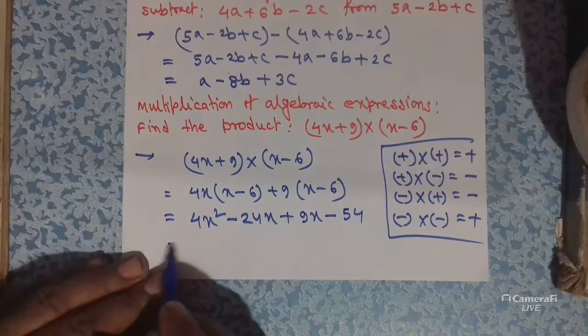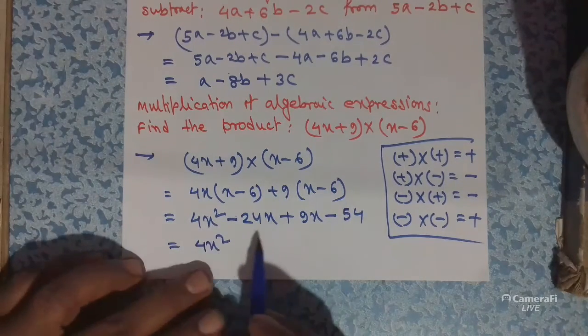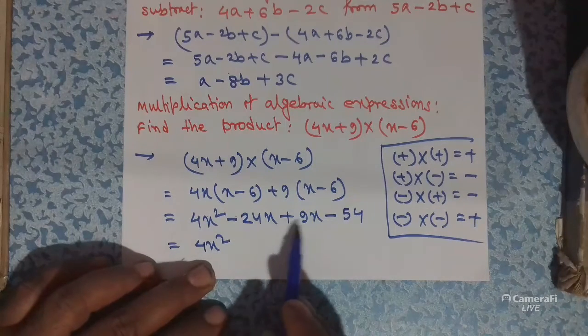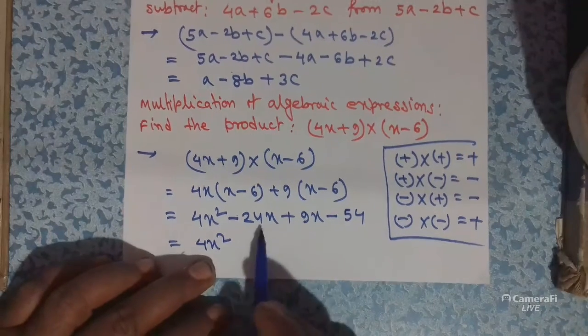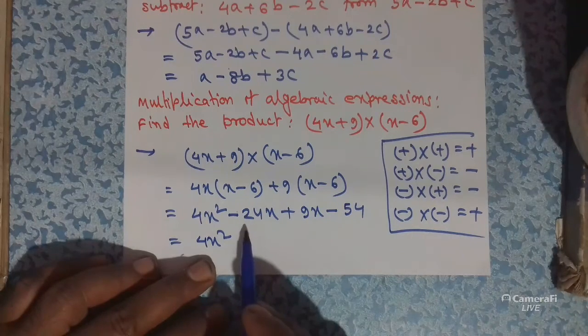Now after this, 4x square and minus 24x plus 9x. So minus 24x and plus 9x. So here these two signs are opposite signs, so we have to subtract these two numbers. So 9 subtract 24.